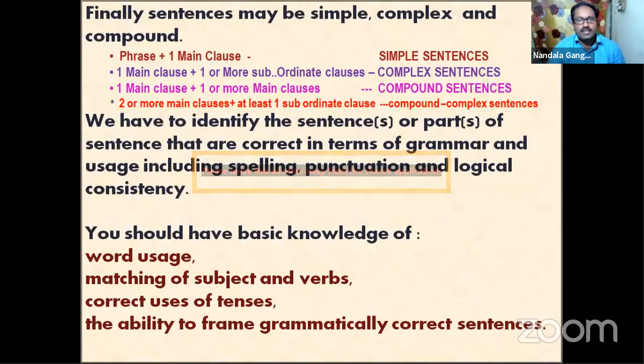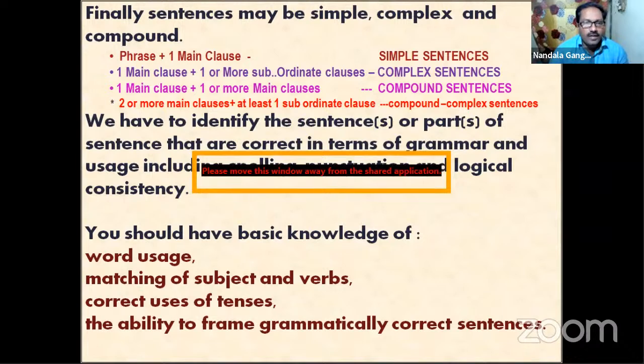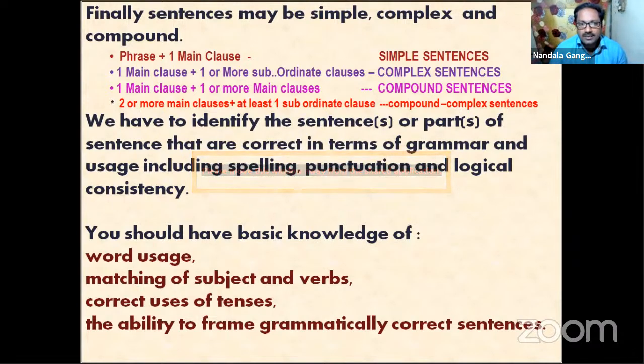Finally, sentences may be simple, complex, and compound sentences. Simple sentences have in their structure one phrase and one compulsory main clause. Complex sentences have one main clause plus one or more subordinate clauses. The main clause is also called the principal clause or independent clause. Here in complex sentences, one or more subordinate clauses are there. A subordinate clause is also called a dependent clause. It always depends on the main clause.